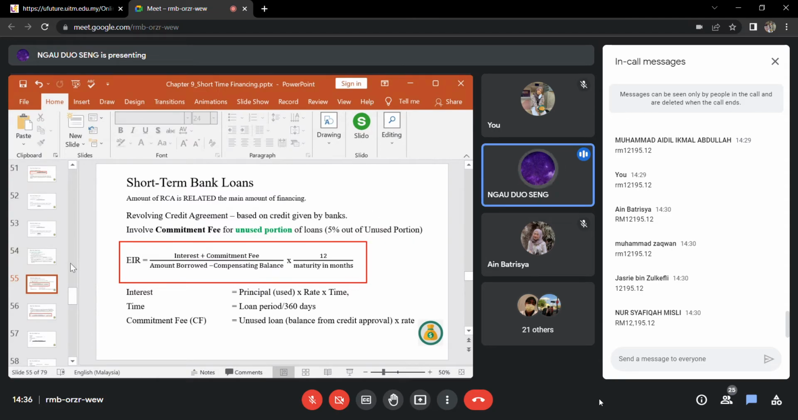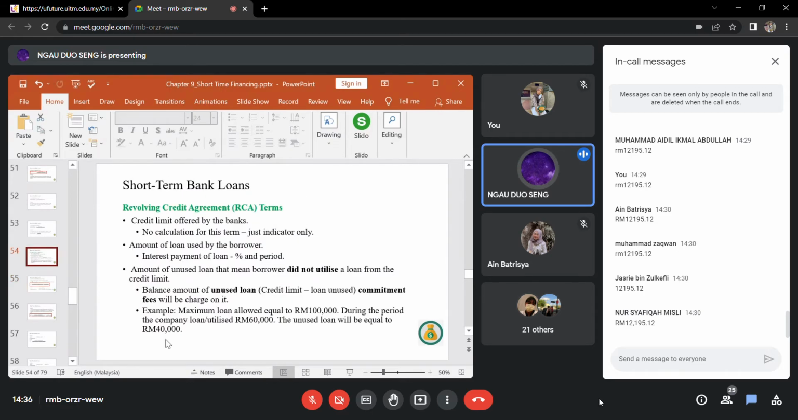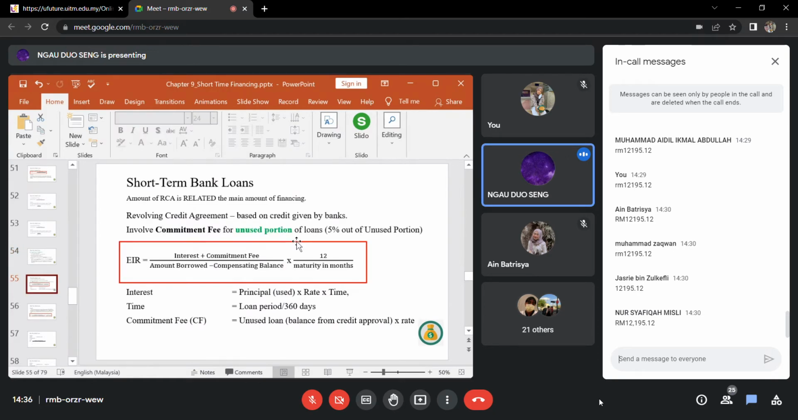Unused portion means, for the example earlier, the 40,000 that is not borrowed is still charged 5% commitment fees. When we calculate the effective interest rate, we have the interest plus the commitment fees, because these are expenses, divided by the amount borrowed minus compensating balance. Multiply by 12 divided by maturity in months. If it is 1 year, 12 over 12, so it equals 1.